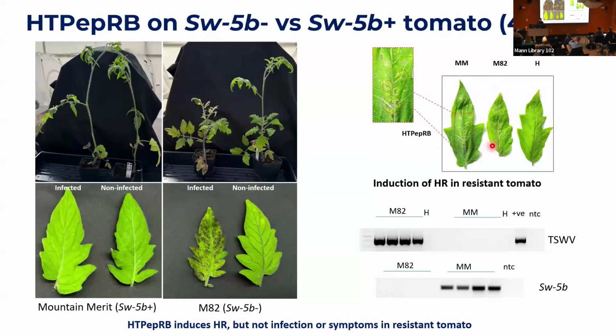The second thing we notice is that it is able to produce a hypersensitive response in the resistant cultivar, which is Mountain Merit here. As you can see, the prominent hypersensitive response here. What goes hand in hand with that is the lack of symptoms in the resistant cultivar Mountain Merit. You can see that in this phenotype. So yes, the HT-Pep RB was resistance breaking in pepper, but not in tomato, and so it was not what we call a dual resistance breaking isolate.